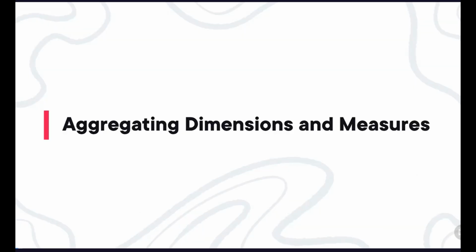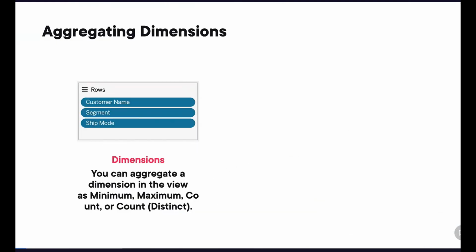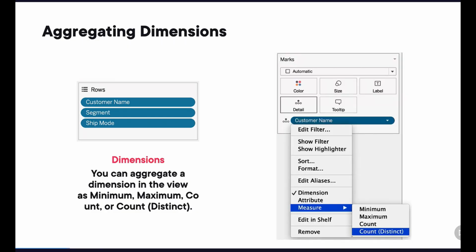Next, let's learn about how Tableau aggregates dimensions and measures. You can aggregate a dimension in your Tableau workbooks as minimum, maximum, count, or count distinct. When you aggregate a dimension, you create a new temporary measure column, so the dimension actually takes on the characteristics of a measure. In this example, I am interested in a count distinct of my customer name column in my dataset, so I am choosing a count distinct aggregation by right-clicking on the pill and selecting count distinct.